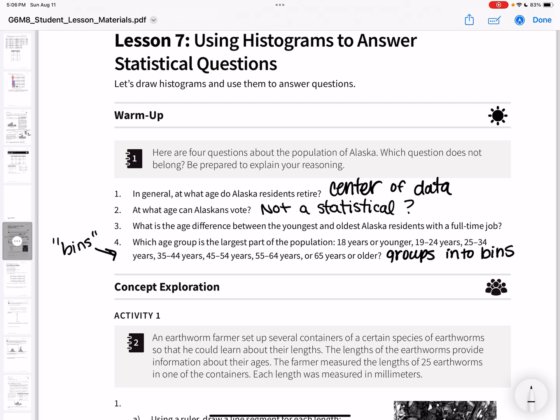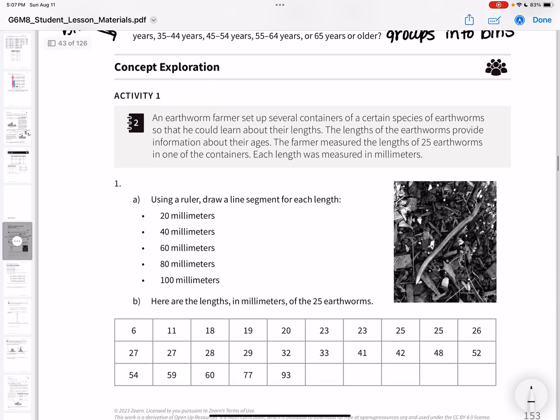And number 3, what is the age difference between the youngest and oldest Alaska residents with a full-time job? So this is the only question that asks for the spread of data. Spread, so the youngest and the oldest, right? So you're going to take that oldest age minus that youngest age and you get the spread. All right, let's move on.